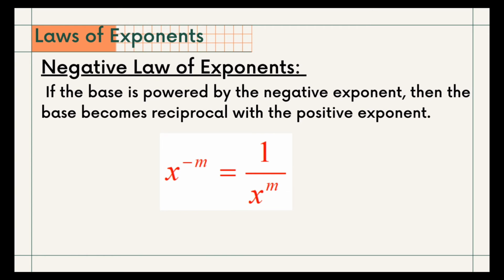Okay, the negative law of exponents. So, it says that if the base is powered by a negative exponent, then the base becomes reciprocal with the positive exponent. So, x raised to negative m, so that will be equal to 1 over x raised to m.